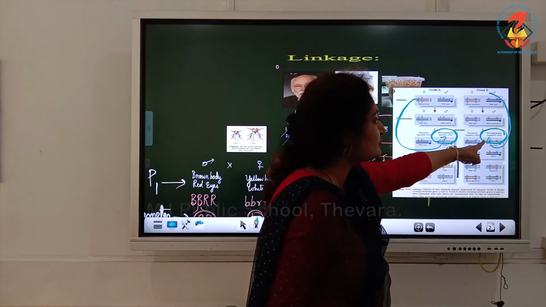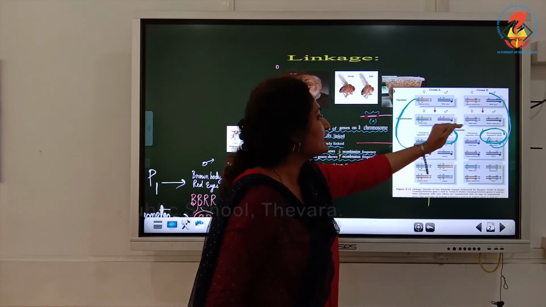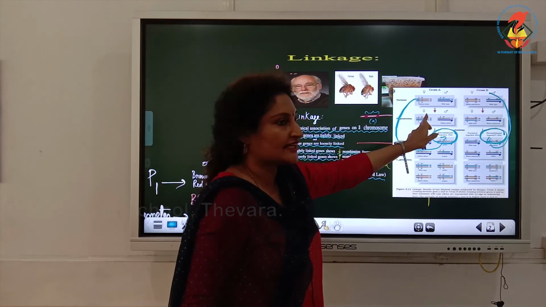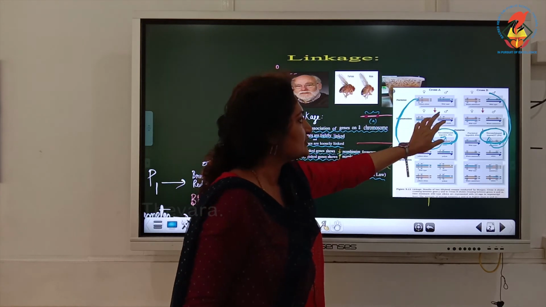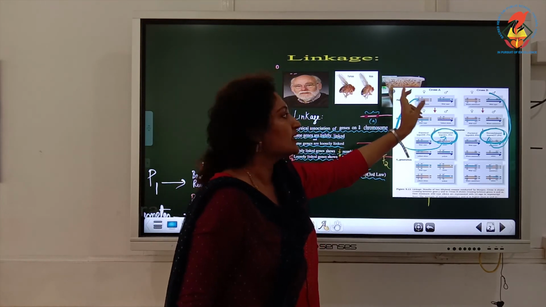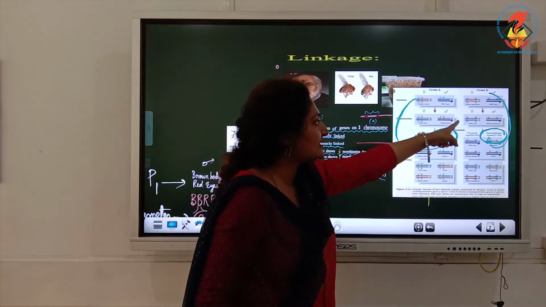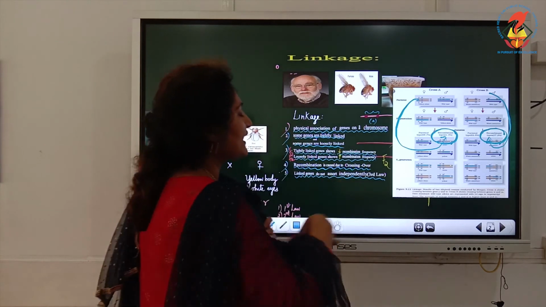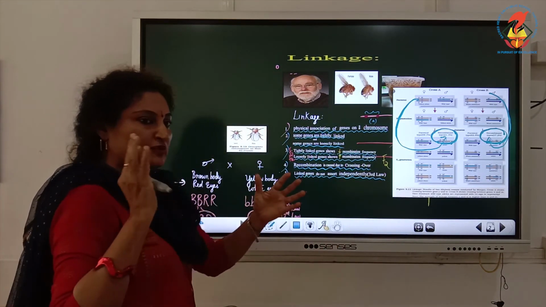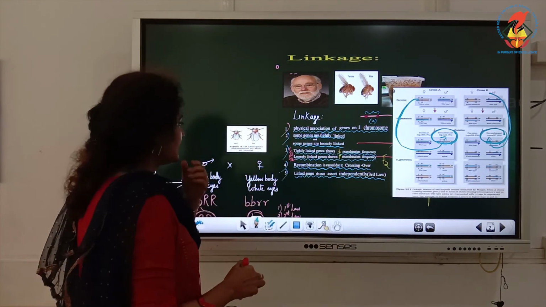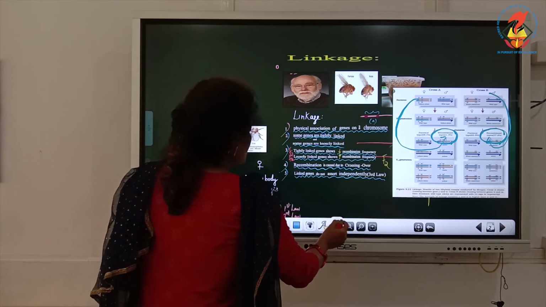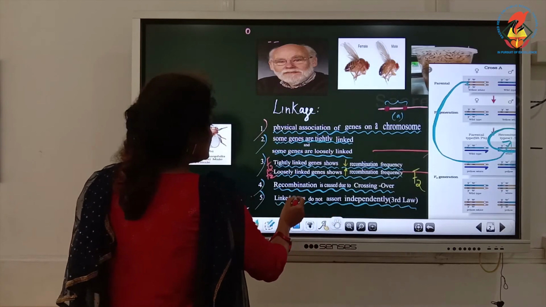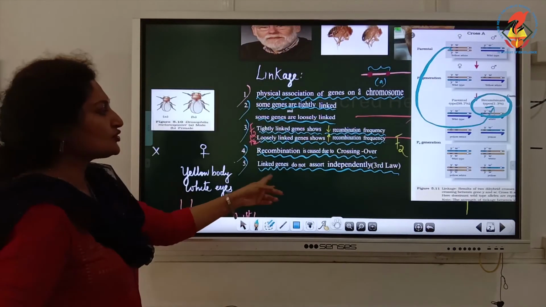Look at the recombination frequency, 37.2. Why was this? Because in the first case, cross A, the two genes, the two colors, were closely linked. Whereas in the second case, the two genes, white and miniature wings, were distantly located. In both cases, it's a cross between normal variety and wild variety. Then the fourth conclusion, as I told you, is that recombination is caused due to crossing over.